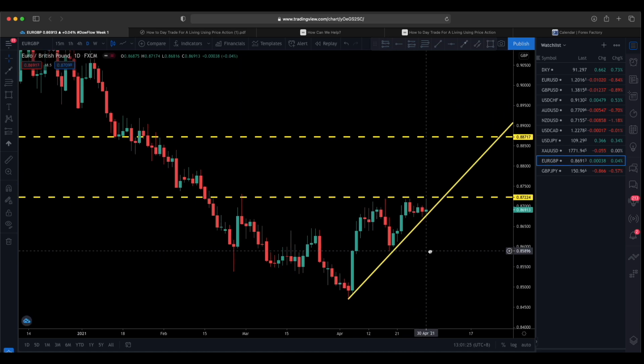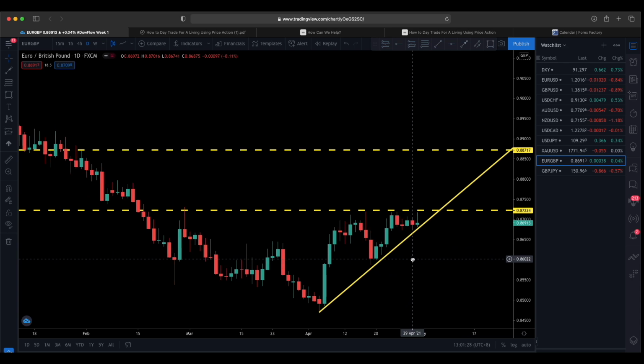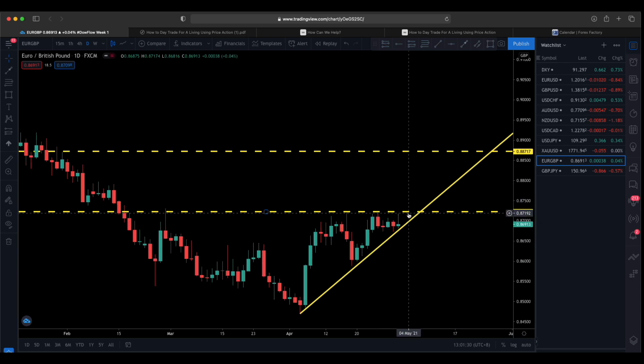Now let's go into Euro Pound. Euro Pound was a trade that we tried to long last week, or rather this week, and it just refused to break out.